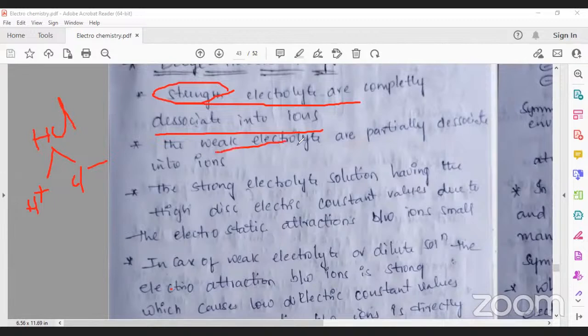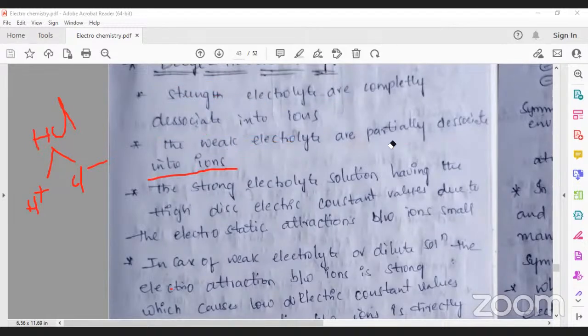The weak electrolytes are partially dissociated into the ions. These are the simple two things you people know. Whenever it is a strong electrolyte, that gives complete, 100% ions. When it is a weak electrolyte, that gives a partial number of ions. So strong electrolyte gives completely ions, weak electrolyte partially.